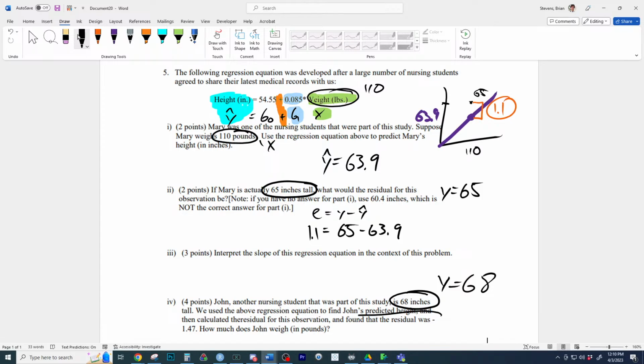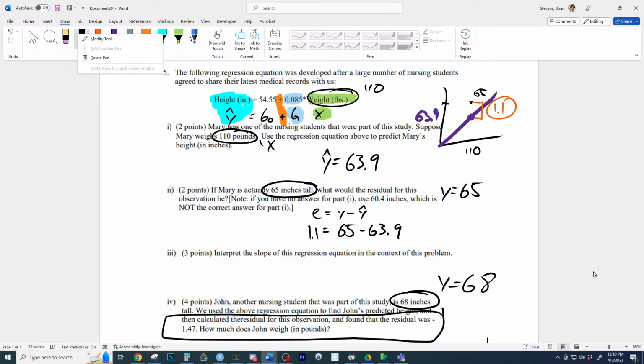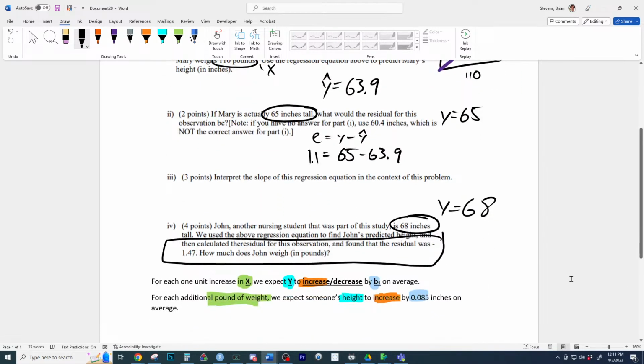So what is the notation for this? And then it wants his weight. So how much does John weigh? What is the notation for the residual it just gave us? It just gave us E equals negative 1.47. And then it says, what is X? Does that make sense? It's saying, what is his weight? So how much does he weigh, which is the value of X?